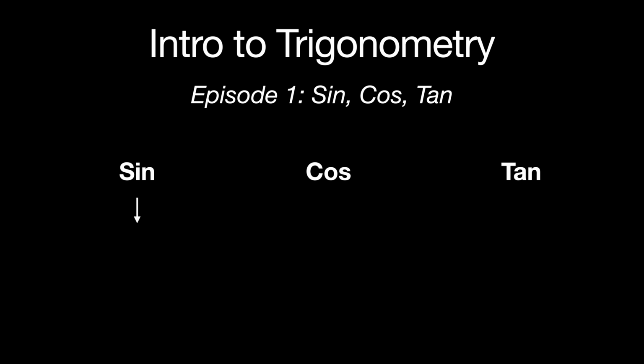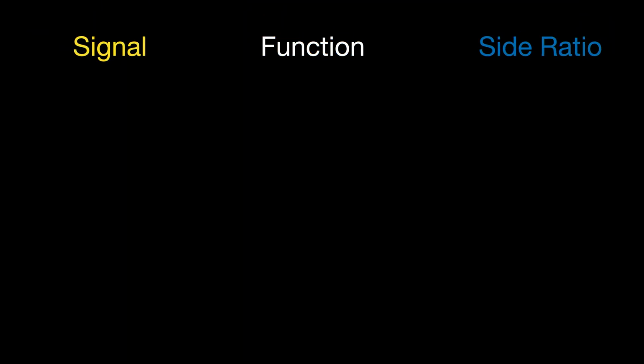So the sine signal is SOH. The cosine signal is CAH, and the tangent signal is TOA. That might not make sense quite yet, but just keep watching and it will all make sense. You're going to have a signal which leads to your trig function, which leads to your side ratio.